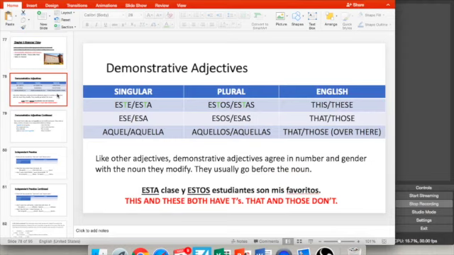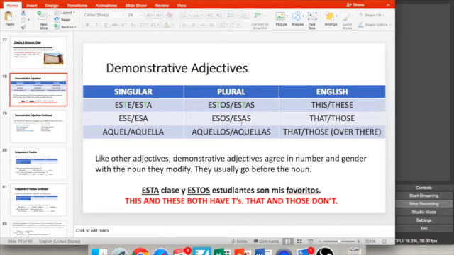So I'm going to teach you a little trick that my high school Spanish teacher taught me, and it stuck with me ever since. And that trick is that this and these both have T's, and that and those do not. So if you look here at this and these, you see este and esta. Both of these mean this. However, one is masculine, este, one is feminine, esta. And then if you look at the plural version for these, you have estos and estas. So notice that this and these both have T's, and I've highlighted the T's here in green for you. So este, esta, make them plural, estos, estas.